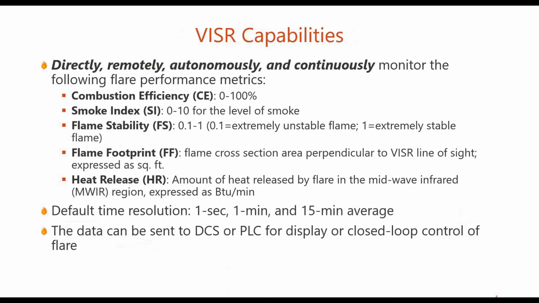Third parameter is flame stability. This is a number from 0 to 1, which indicates the stability of the flame in terms of radiance, how the radiance is changing over time. So if you have a very stable burning flame, the radiance will be fairly constant and this flame stability will be quite high. If you have a pulsing flame, maybe an oversteamed flame, where it's being quenched and reignited, then this flame stability will be very low.